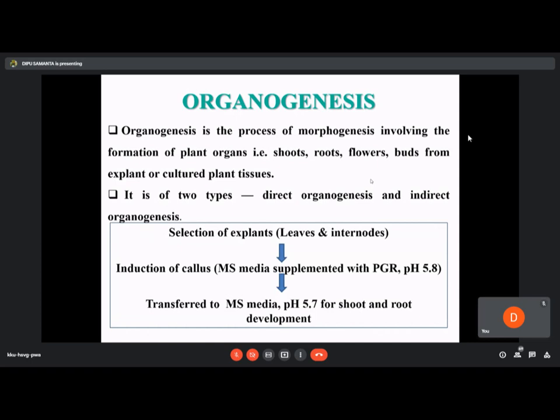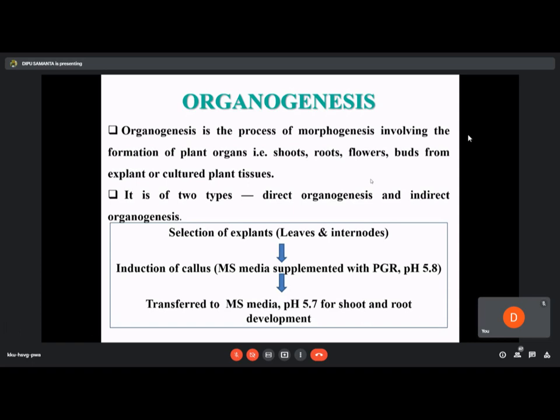Now, coming to the general process of organogenesis. In general, we can use leaves and internodes for organogenesis. After selection of the plant, induction of callus is done, that is MS media supplemented with different concentrations of plant growth regulators. For callus induction, I prefer to maintain the pH at 5.8. Then from the callus, transfer to MS media for root and shoot development.